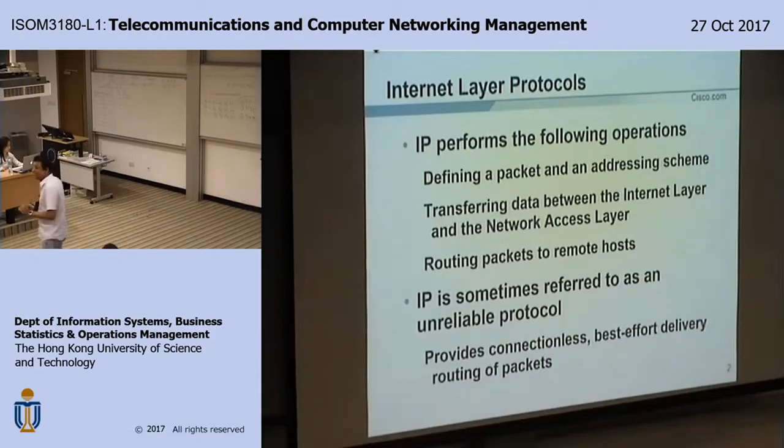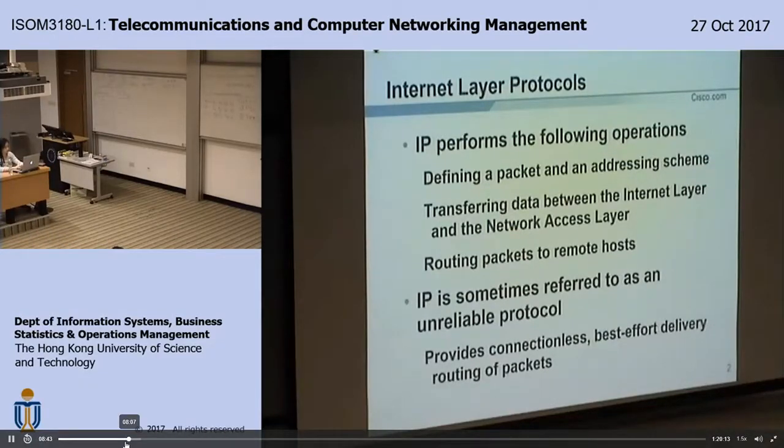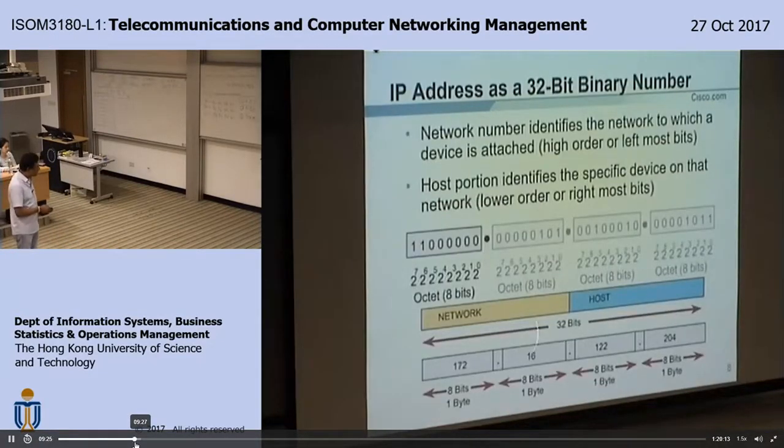Alright. Is that clear? IP is unreliable. What does it mean? No keeping track, right? But that doesn't mean that we lost the data. What we discussed, but we learned something special. What is this? An IPv4 address has 2 parts.